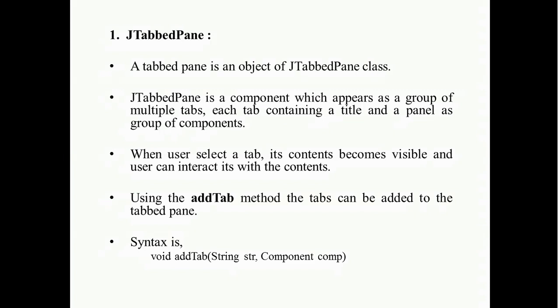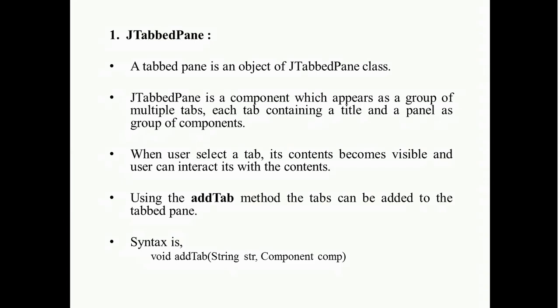First parameter is String str. The str represents the string which will be displayed as the title of the tab. Means the first parameter is nothing but the title of that tab. And the second parameter is Component comp. Comp is a reference of the component which should be added to the tabbed pane. Means it is nothing but the reference of the component, and that should be added into the tabbed pane. The addTab method is used to add the tab into the tabbed pane.